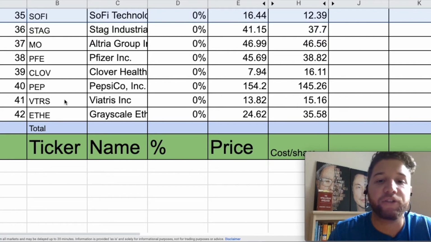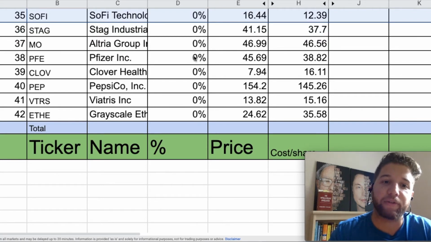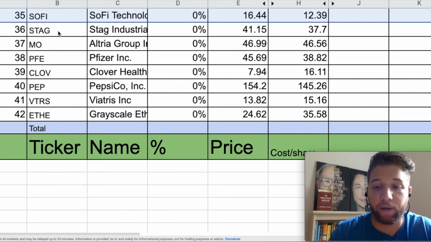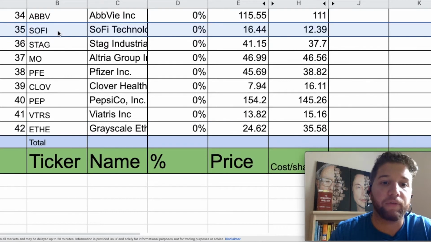Number 35, SoFi, really interesting company. I think they have a lot of potential, but it is a crowded space. They're kind of like another Square that wants to be the future of banking and mortgages and just making it easier for the consumer, putting it all in one place. They've been doing very well and a lot of people really like it. So let me know if you want to learn more about them.